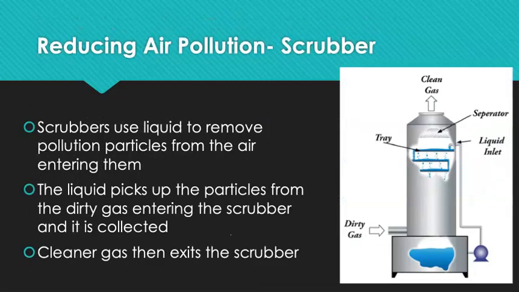The last type of industrial filter we're going to talk about is a scrubber. And what scrubbers do is they use a liquid to help remove pollution particles from the air. So whatever dirty gas is needing to be cleaned will flow into the scrubber itself, and then a liquid will be passed over that gas. And basically the liquid is just going to grab onto the particles that we want to remove and then collect them. So then once it's been removed out of the gas by that liquid, the clean gas can then exit the scrubber itself.